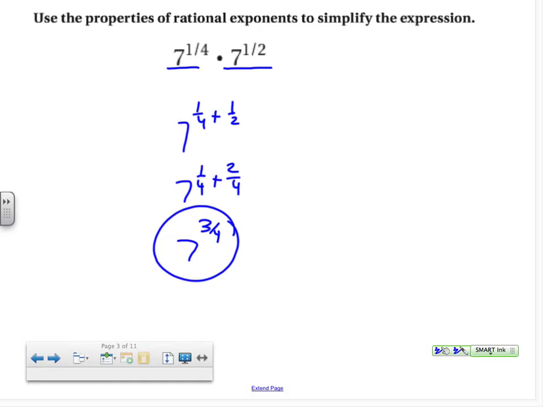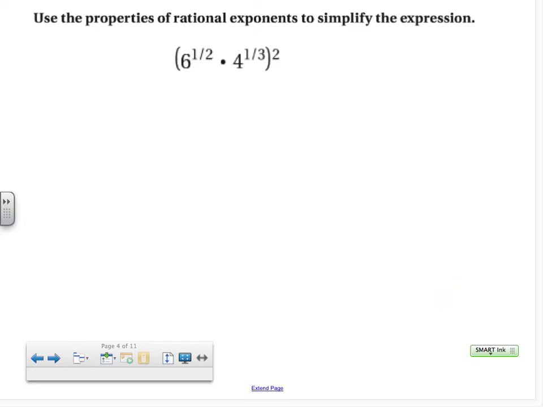It's the exact same thing as when you use whole numbers, except now you're using fractions. And that's so that we can deal with radicals and roots. If need be, you could rewrite this as the 4th root of 7 to the 3rd. So these are both acceptable answers depending on the situation you're looking at. Here's another example. Maybe pause, try it, come back.